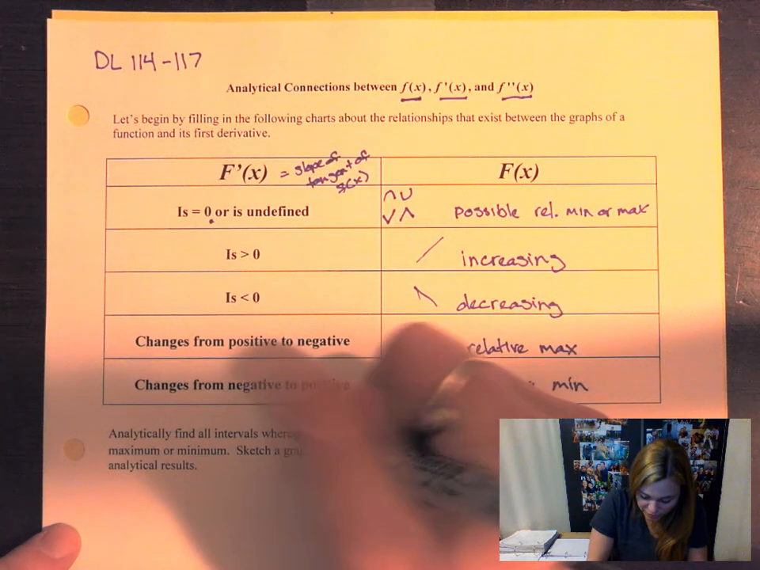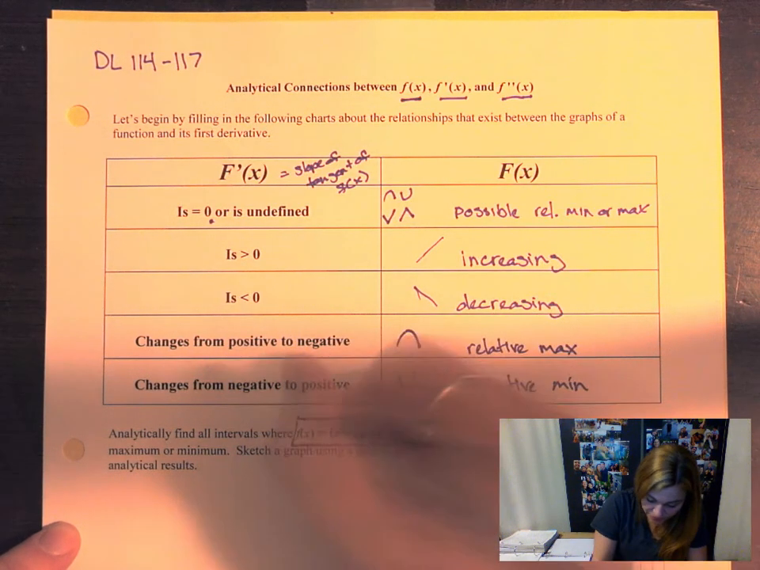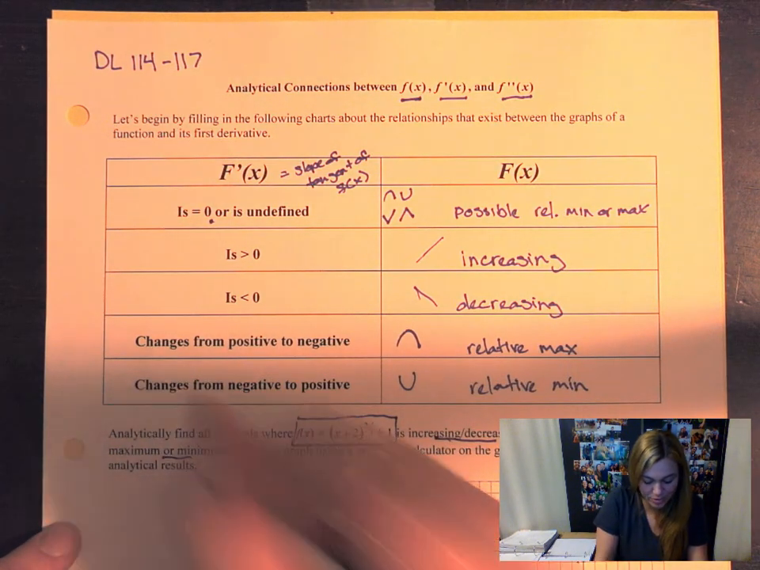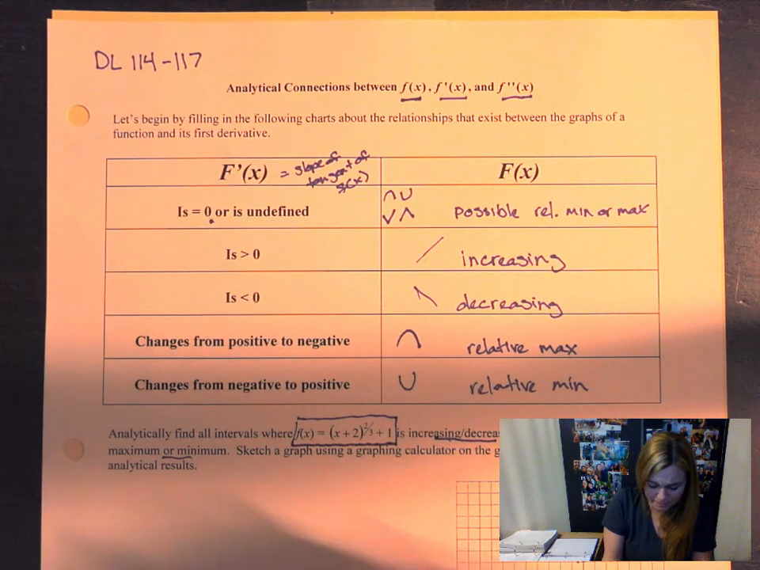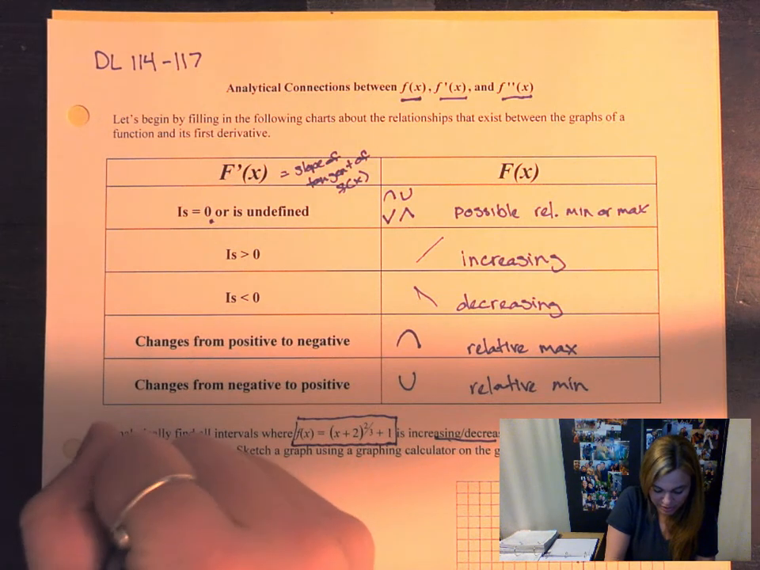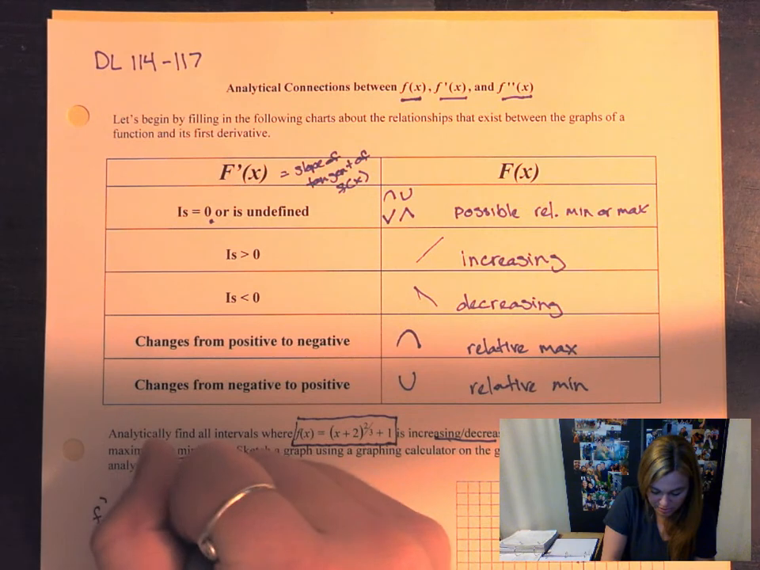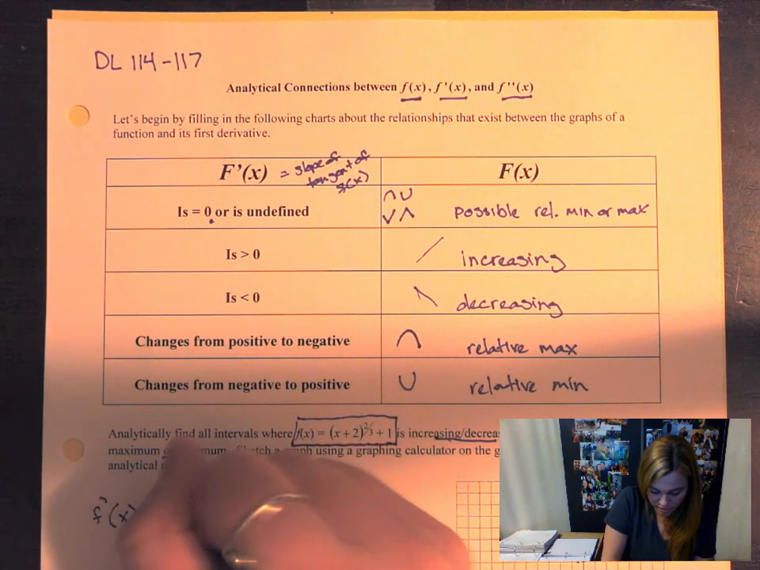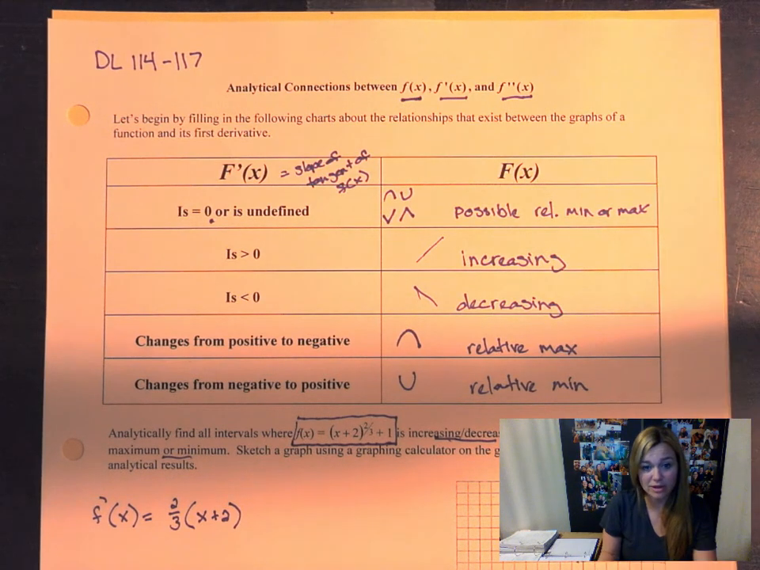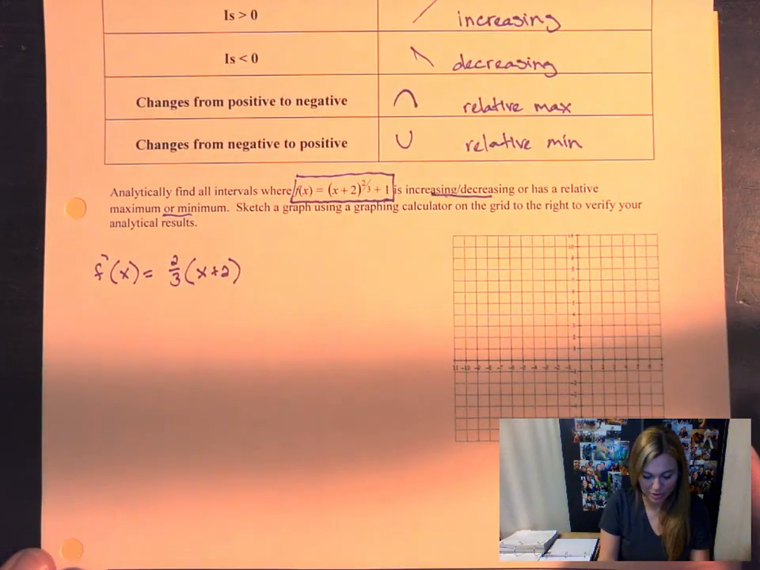Analytically find all intervals where f of x, so I've got this function, is increasing or decreasing, or has a relative max or min. So this is kind of what we did before, where we said, well, what I do is I take the derivative and then I make a chart. So f prime of x, I'm going to say 2/3, leave the inside alone. And if you want to shut off the video right here and see if you can do the rest on your own, feel free, because this is all something you've done before. I'll stop you at the next place so you can check your work.